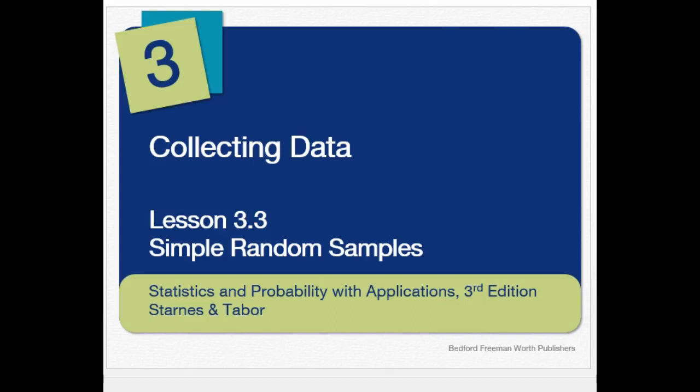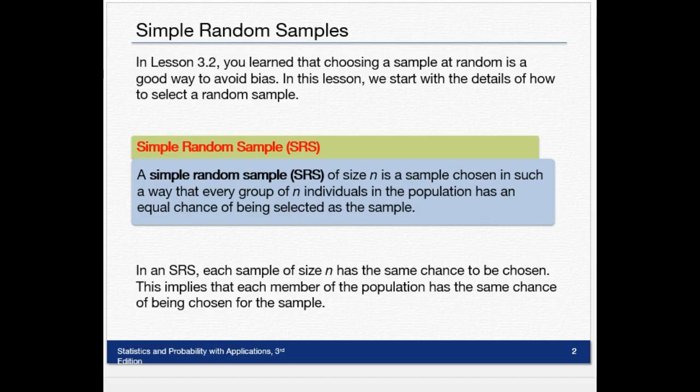In 3.3, we're going to talk about simple random samples. We talked about previously that those are the best types of samples, and in this lesson, how do we get them? In 3.2, you learned that choosing a sample at random is a good way to avoid bias. In this lesson, we start with the details of how. How do you get a random sample?